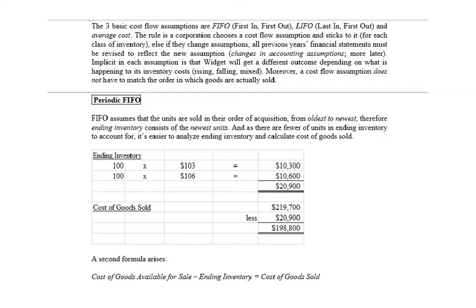Now, there are 3 basic ones that we're going to tackle here, and that is first in, first out, which is abbreviated as FIFO, just FIFO. Last in, first out, abbreviated as LIFO, and then we have average cost. So what are the basic rules underlying those 3 methods? First in, first out, FIFO, simply means the first stuff in is the first stuff out the door.